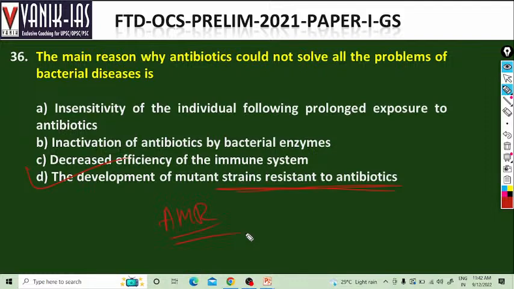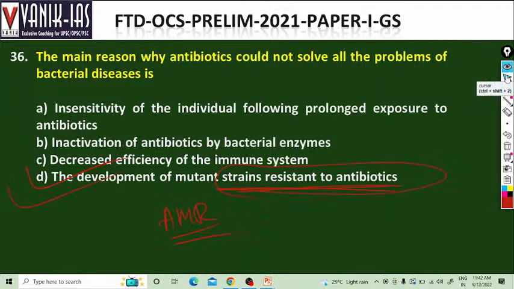When antimicrobial resistance develops, what happens? The body does not respond to the medicines, right? The bacteria become resistant to medicines, and health expenditure increases. So the development of strains resistant to antibiotics is the problem of antibiotics.